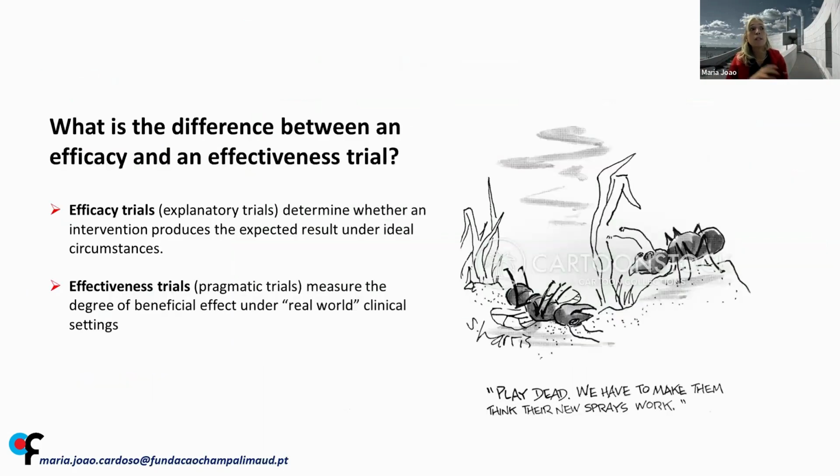And Wim talked about what efficacy and effectiveness trials are. Efficacy trials are explanatory trials, and they aim at determining if an intervention produces the expected result under ideal circumstances. And Wim talked about that. So when we are designing a randomized controlled trial, we know that this population will be very controlled. That's why it's called controlled, and these controls happen due to several factors. So we are exploring this in a very protective environment.